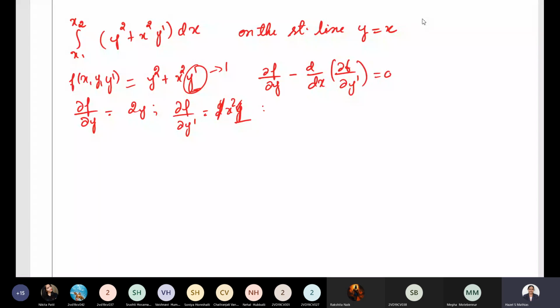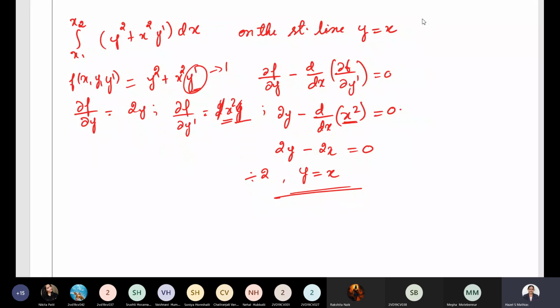So let's substitute in the Euler's equation. What do we get? Dou f by dou y is 2y minus d by dx of dou f by dou y dash, which is x square, equal to 0. So differentiate it again. What do we get? 2y minus d by dx of x square. What is the differentiation of x square? It is 2x, that is equal to 0. On dividing by 2 and rearranging, we get y equal to x. So this is what we need to prove.